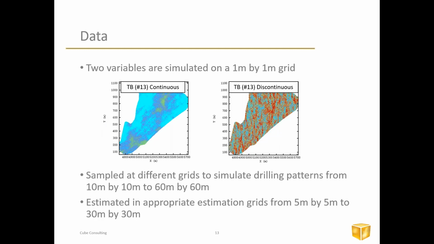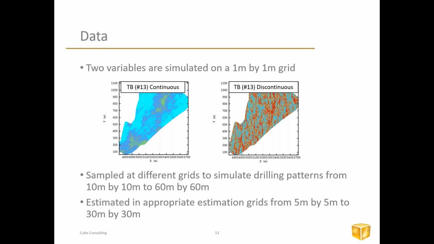going to generate 100 simulations on the 1 by 1 grid. So that's an example of a simulation, the continuous case and the discontinuous case. In this simulation, we're going to sample them at different spacings that simulate or approximate drill spacing, ranging from 10 meters by 10 meters to 60 meters by 60 meters. And then we're going to estimate them into appropriate estimation grids, so 5 by 5 to 30 by 30, using all 4 types of estimator.